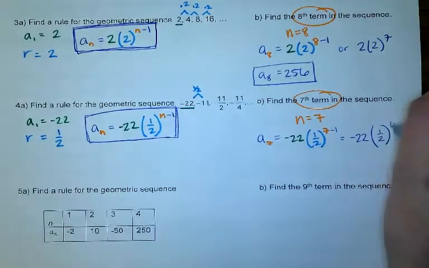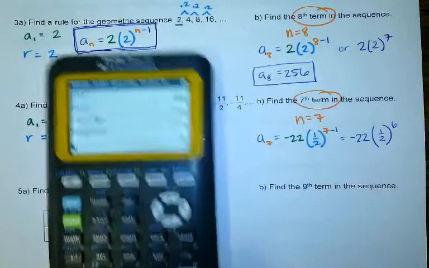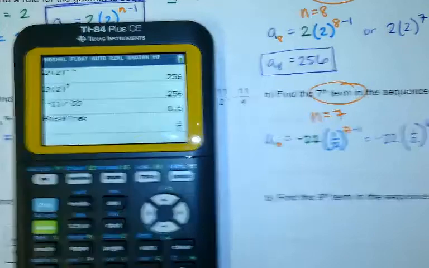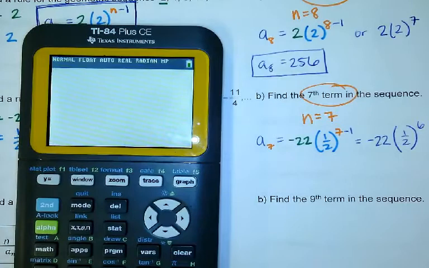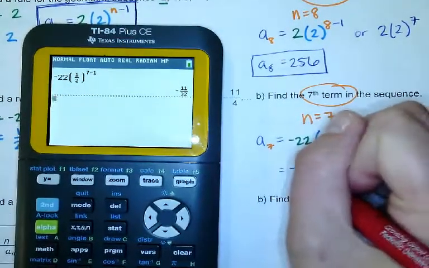Now guys, when you do this in your calculator, I do recommend using the fraction form just because I think it makes it look a little bit cleaner. So if we went negative 22 parentheses, if you do choose to do it as a fraction, I would recommend doing it in fraction form here. And then you raise it up to the 7 minus 1 power, and you get negative 11 over 32. So my a sub 7 is equal to negative 11 over 32.